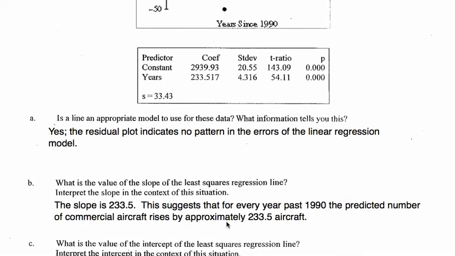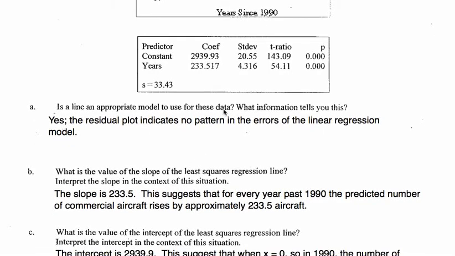So part B, what is the value of the slope of the regression line? Interpret this slope in the context of the situation. So you can ignore p, t ratio, standard deviation. Those values are not important for specifying the linear regression model. The coefficients are what matter here, and years past 1990, that is the explanatory variable. So here is the slope, 233.5. So I have identified that, and now we need to interpret that.